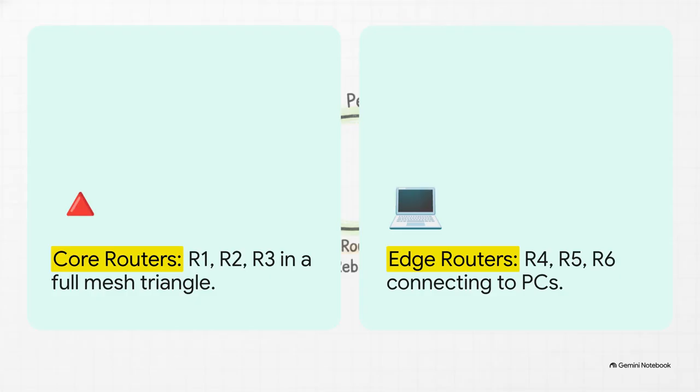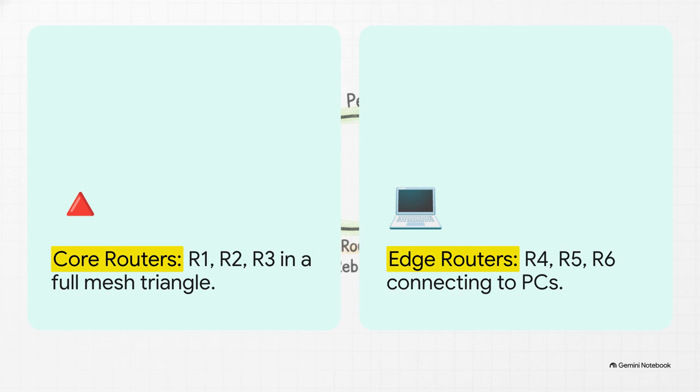Now, what's really interesting about this layout is the clear division of labor. We're dealing with 2 completely distinct domains. Right in the center, we have our core routers, R1, R2, and R3. They're connected in a full mesh triangle. Think of this as the heavy-duty highway system of our network. Then, on the outskirts, we have our edge routers, R4, R5, and R6. R4 connects to R1, R5 to R2, and R6 to R3. Most importantly, these edge routers are the ones physically connecting to our end devices, PC1, PC2, and PC3.